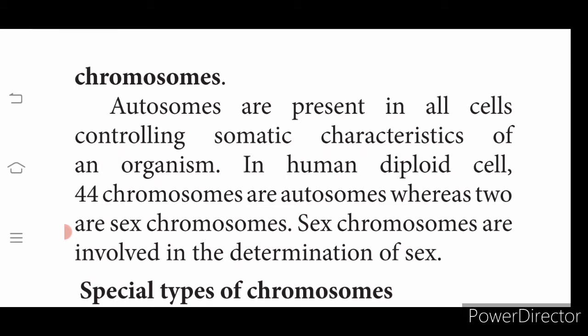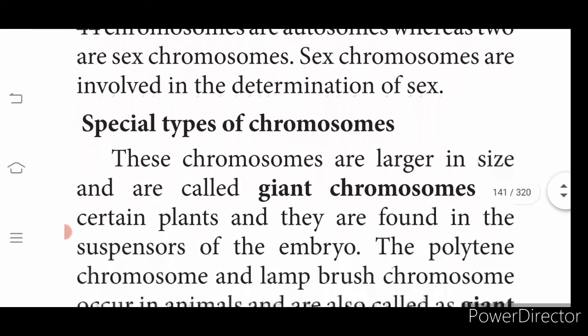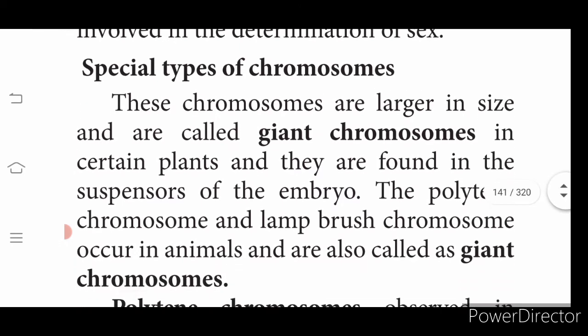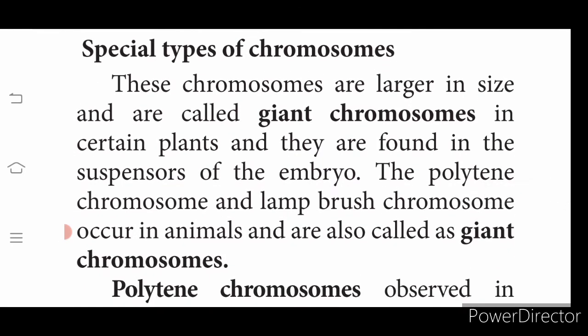Autosomes are present in all the cells and control the somatic character, the body character. Allosomes are helpful in the determination of sex, that is the X and Y chromosome. Special types of chromosomes are present. They are giant chromosomes. The name itself tells you it is a big chromosome. Why is it bigger in size? Once it is bigger, it has more DNA that will code for protein.